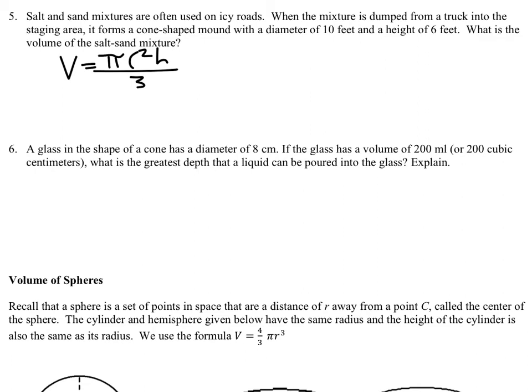And on this one, it told us the diameter is 10, so we know the radius then is 5. And it says the height is 6. So we'll replace that with 6. This one I can plug directly into my calculator to get the volume. And I got, and don't forget to label this is in feet cubed.